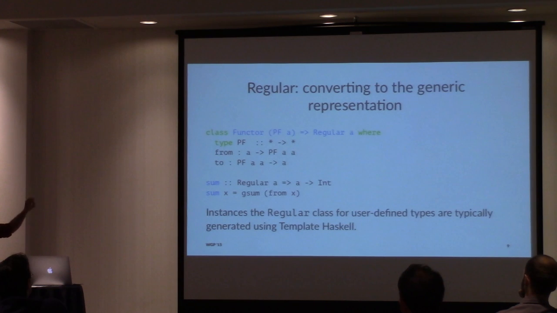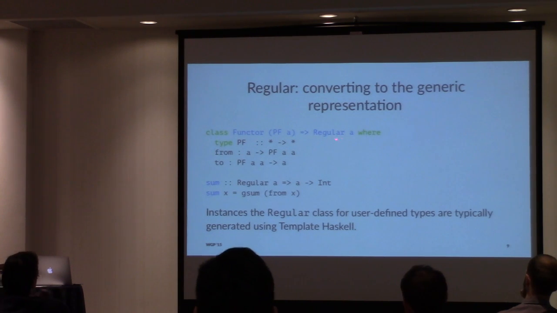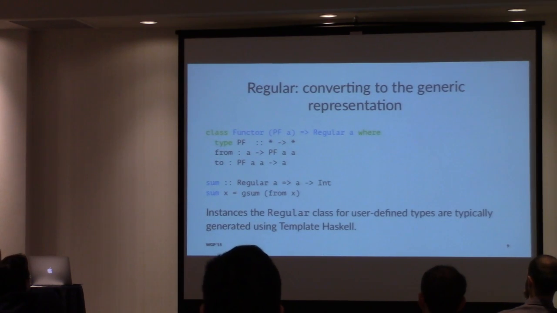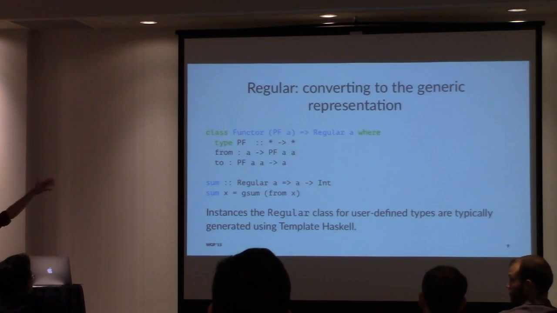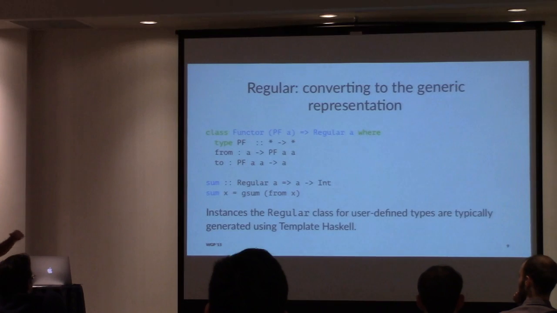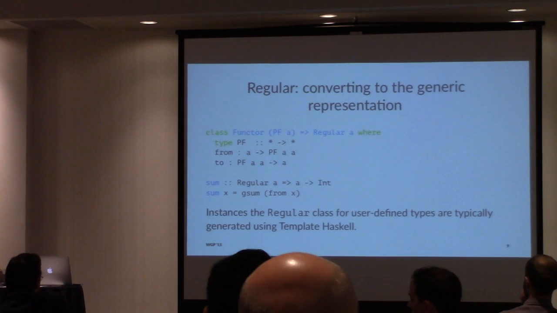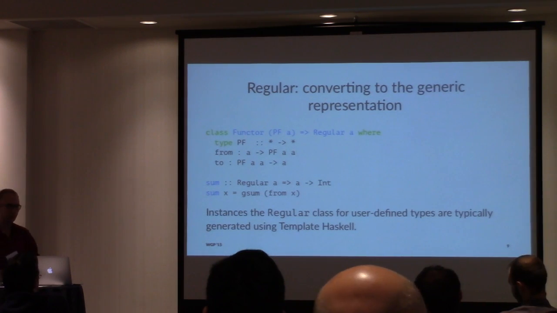And the instances for this regular class, they're typically generated using Template Haskell. So then if I have such an instance for some type, I can then have a sum function which takes an arbitrary value, converts it to its generic representation, runs gsum, and then returns the resulting int. Okay, so this should be pretty familiar.